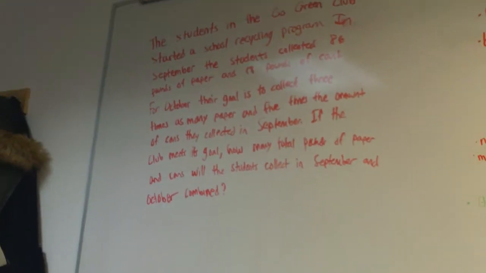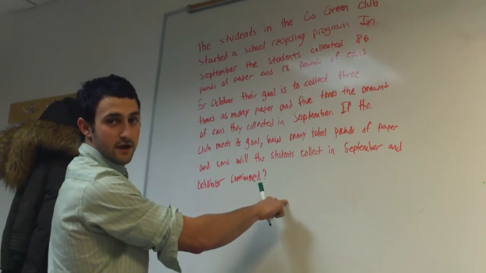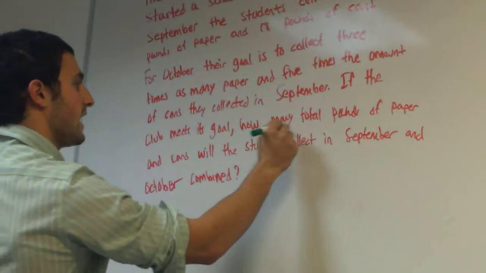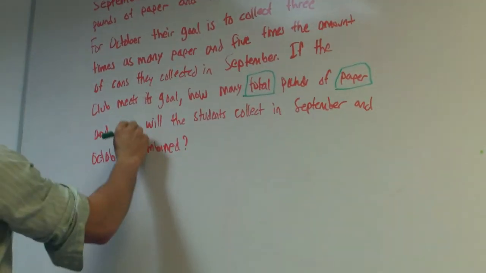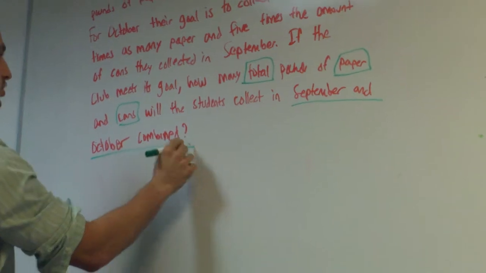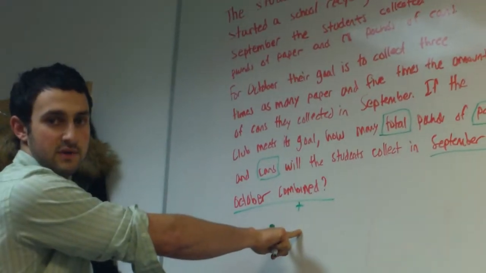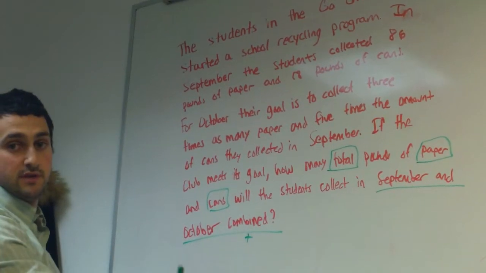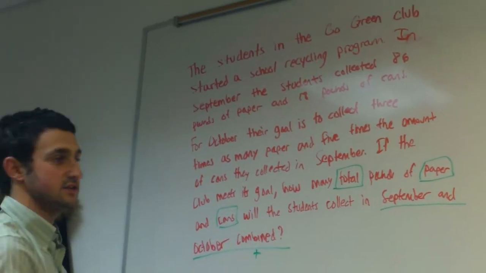and October combined? Okay, let me underline my question and really make sure that I understand what the question is asking me. If the club meets its goal, how many total pounds of paper and cans will the students collect in September and October combined? I'm going to put a little plus sign right there because I know that I'm going to need to add September and October in the end. Right now, it's really important that your work is extremely organized and that you are understanding each part.